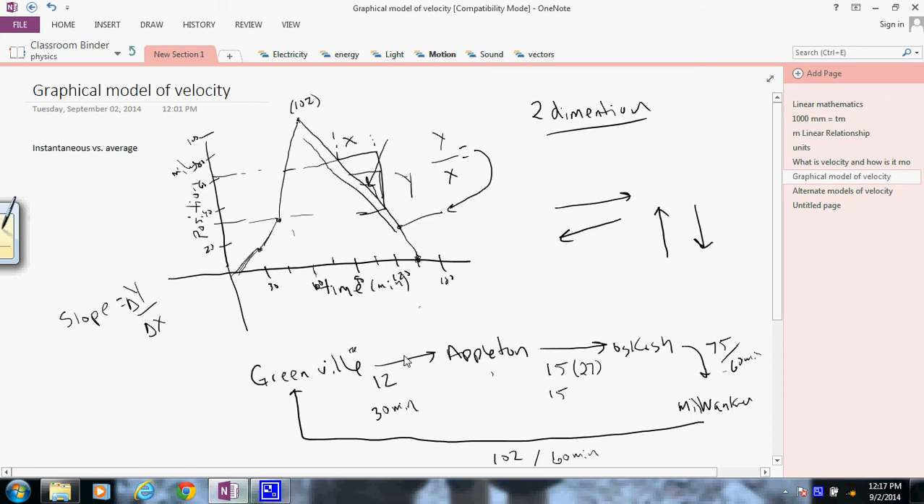A few things to notice: distance-wise, displacement-wise, we ended back at the same point. This is the start. This is the same place we started at. Just looking at purely displacement.